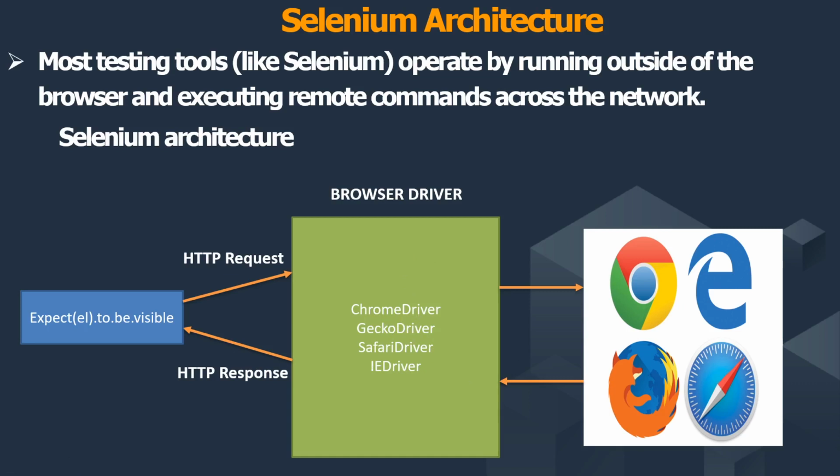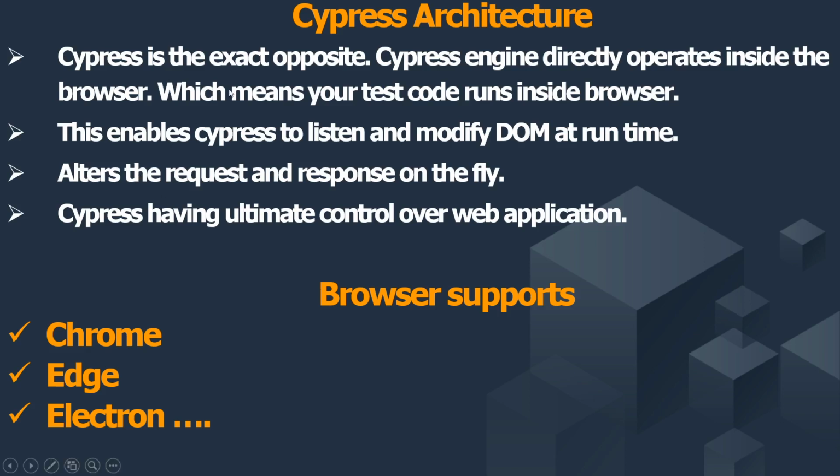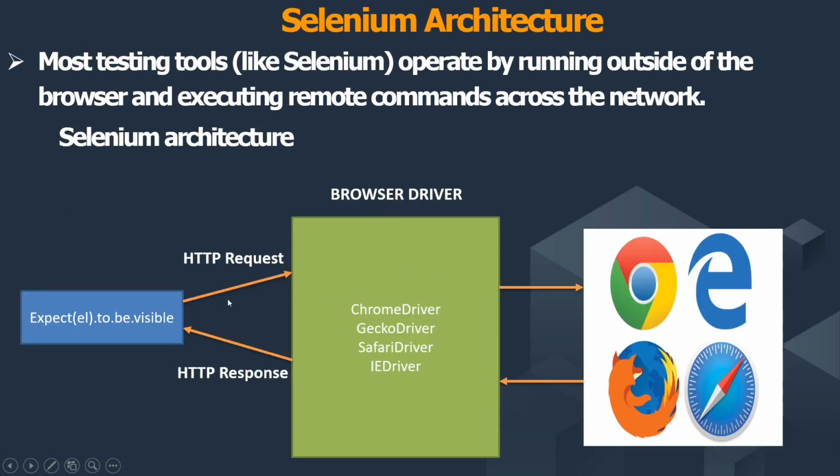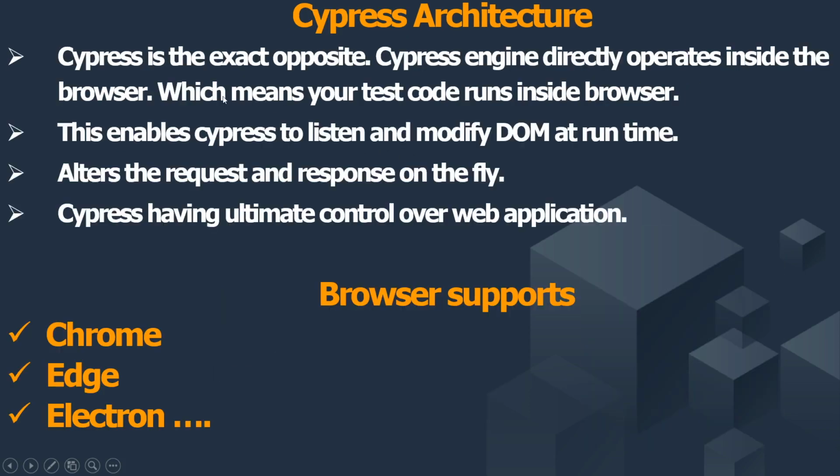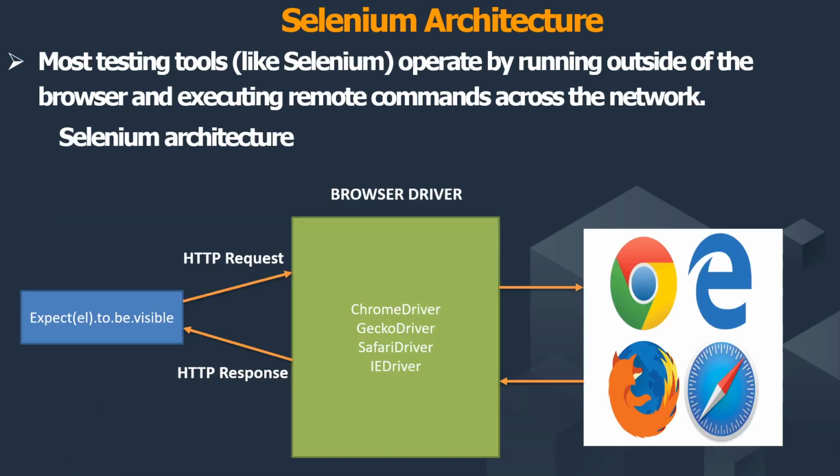How does Cypress solve this problem? Cypress is exactly the opposite of Selenium or Protractor. The Cypress engine directly operates inside the browser. It does not have any driver here. Your test code runs inside the browser. You don't have any driver between the actual browser and our test code. Cypress directly executes inside the browser.